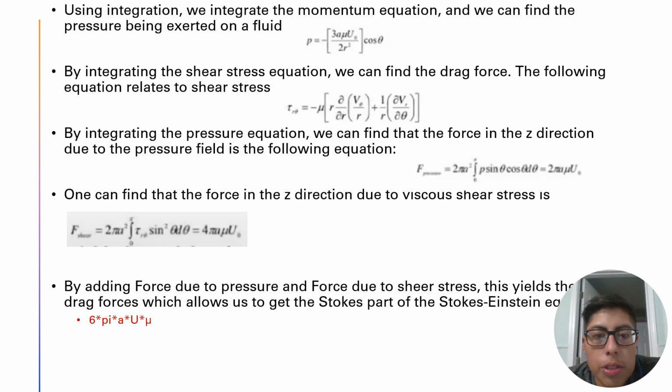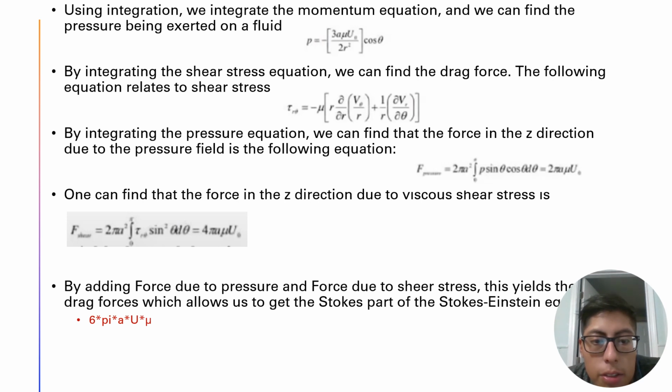Using integration, we integrate the momentum equation, and we can find the pressure being exerted on the liquid. Below that is the equation for pressure. By integrating the shear stress equation, we can find the drag force. The following equation relates to shear stress. By integrating the pressure equation, we can find that the force in the z direction due to the pressure field is the following equation of F. And then we can find that the force in the z direction due to viscous shear stress is the following equation for force due to shear stress.